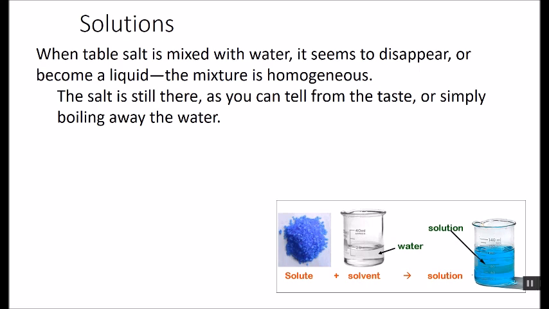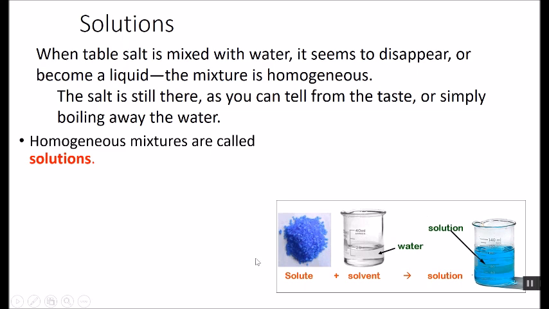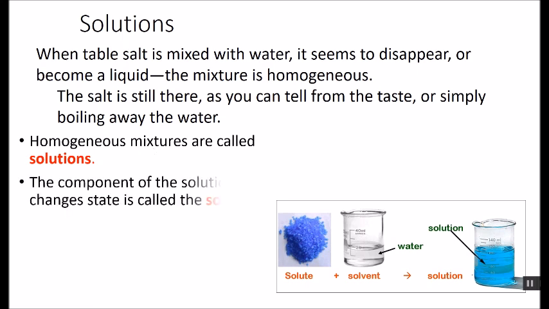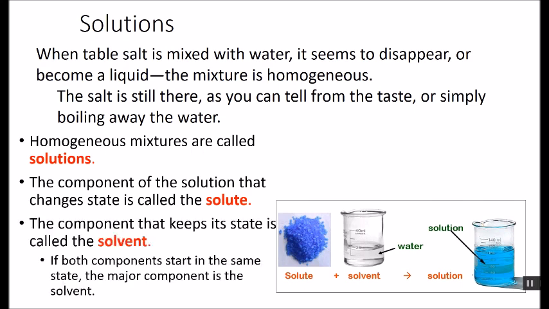So what are the components of a mixture? You must always have a solute and a solvent to make your homogeneous mixture called a solution. So what is a solute and a solvent? The component of the solution that changes its state is the solute, and it's also typically there in lesser quantities. The thing that's there in greater quantities and the thing that keeps its state is typically the solvent.